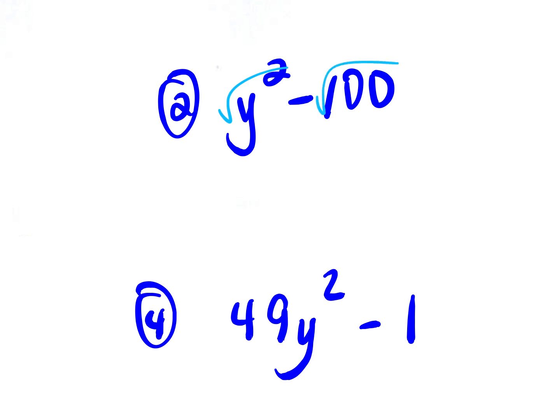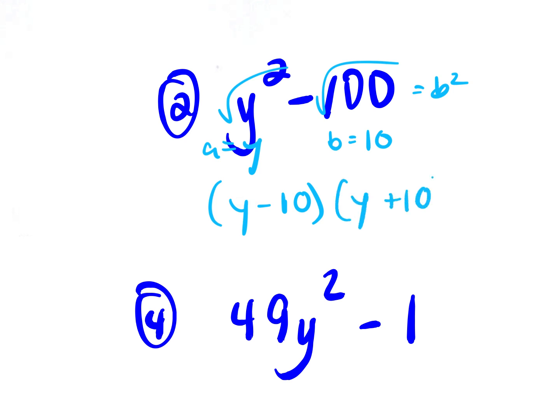We square root both of these. So the square root of y squared would be y, so our A is y. Square root of 100 would be 10. We want to ask ourselves, what are two numbers that multiply and give us 100? Because this would be b squared, so we take the square root to find out what just b is. So that would be 10. So we plug it in, we have y minus 10 and y plus 10.